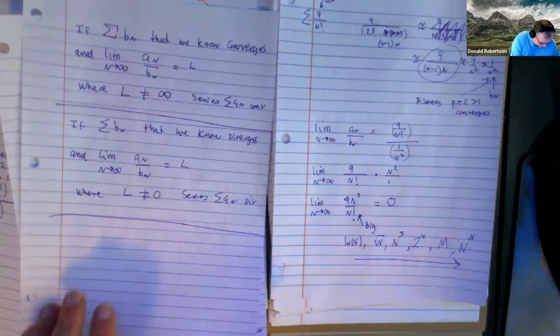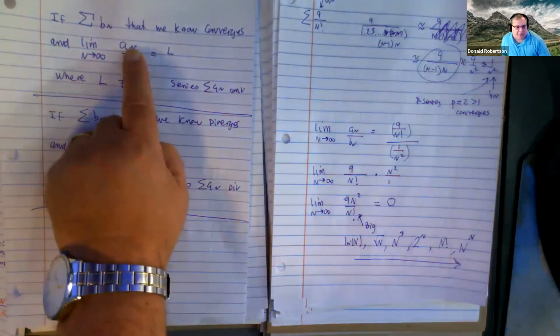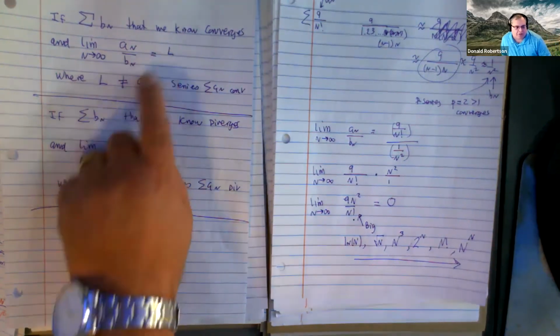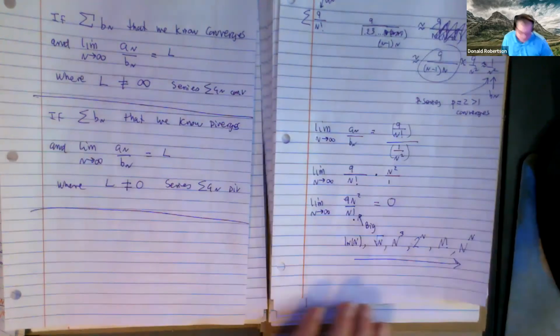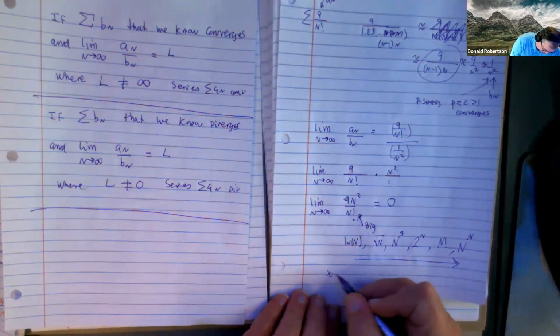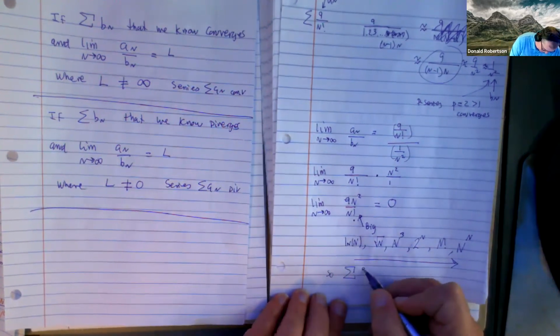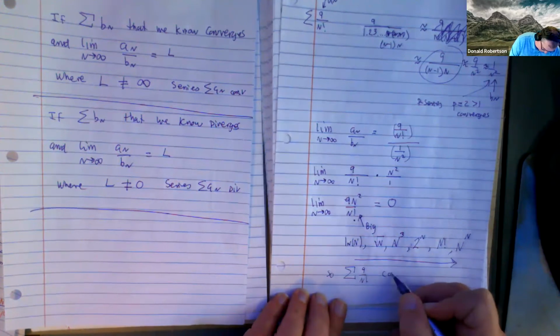And is the limit of a_n over b_n a number? As long as that number's not infinity, you've got a converger. So we can now say that that guy converges.